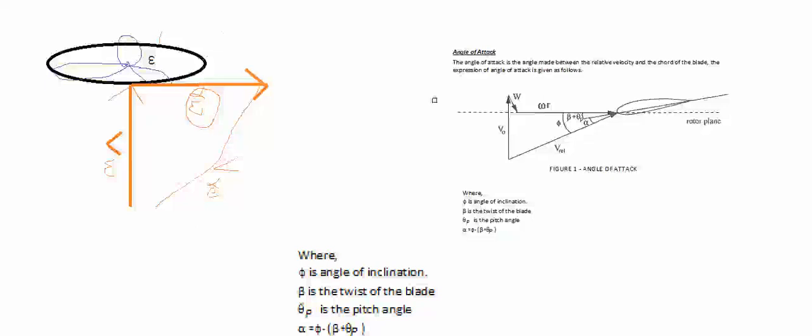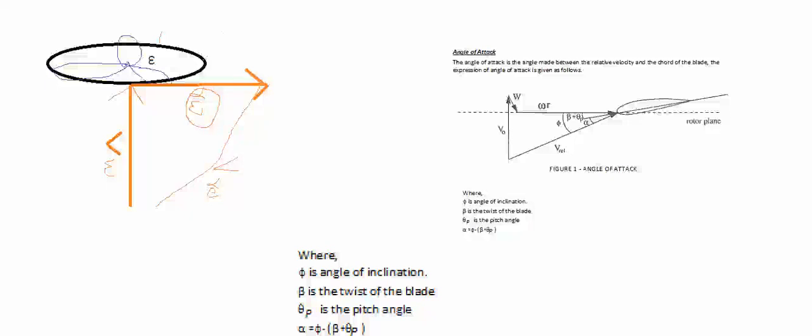So now we know that tip speed ratio is nothing but the velocity at which an element of the blade is traveling. It could be any element. Tip speed ratio will change according to the distance it is from the center of rotation. But for now, just consider an element.